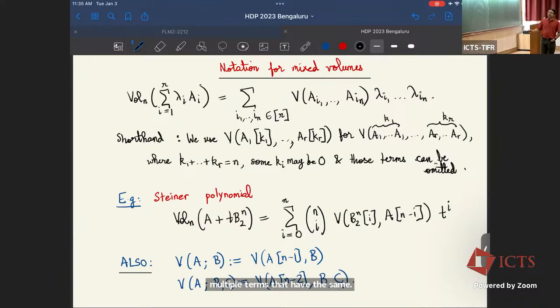For example, the simplest case is the Steiner polynomial, which means you look at the n-dimensional volume of A plus t times a Euclidean ball, right? So the coefficient of A is just one. So this is just a polynomial in this one remaining variable, namely t. And then you have n choose i terms which are the same, because there are n choose i different ways of choosing these orderings where I have i copies of the ball and n minus i copies of A. And therefore I have this polynomial expression for the volume of A plus t times the ball. It's the sum of n choose i times this mixed volume of i copies of the ball and n minus i copies of A, times t to the i.